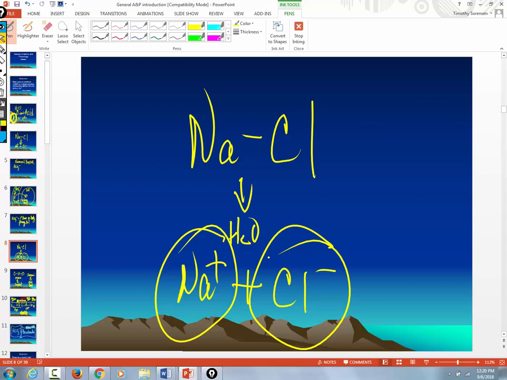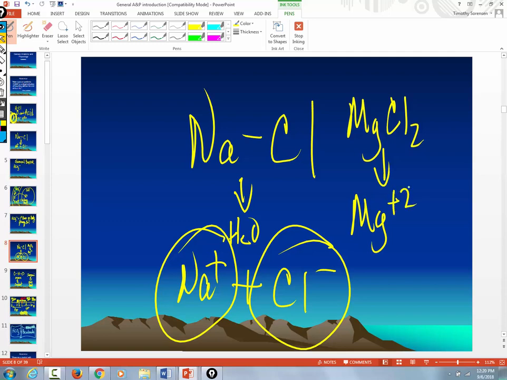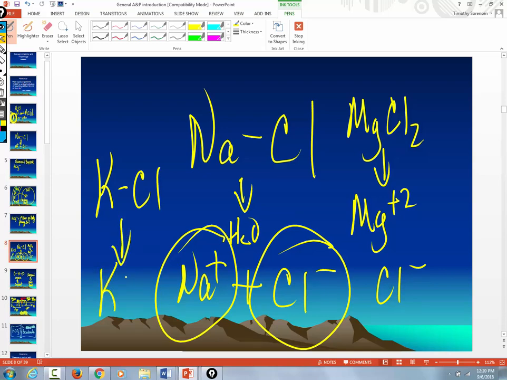Sodium chloride. What's this? Magnesium chloride. And when that gets dissolved in bodily fluids, it breaks apart into magnesium with a positive 2 charge, and chloride with a negative charge. What's this? There you go. Good.